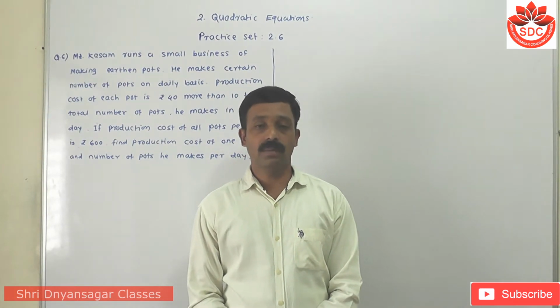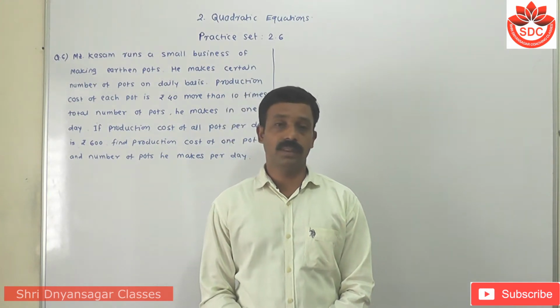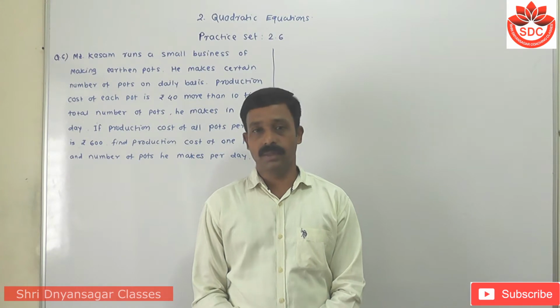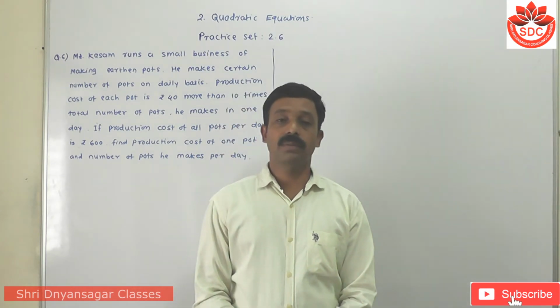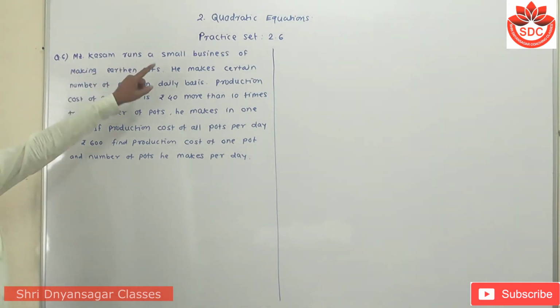Students, today we discuss the remaining questions of practice set 2.6 of Chapter 2, Quadratic Equations. The first question, that is question number 6, is: Mr. Qasim runs a small business.